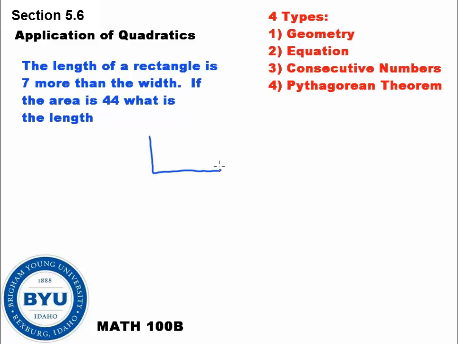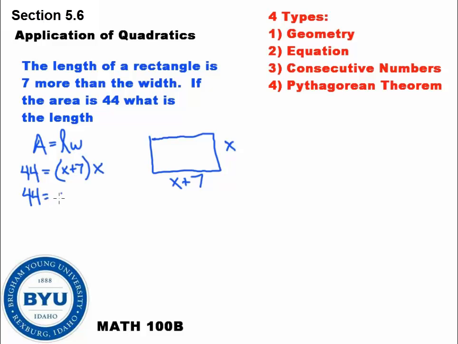So I've got a rectangle here, and we've got a length and a width, and we know that the length is 7 more than the width. Okay, so when I do area equals length times width, they've told us that the area was 44, the length was x plus 7, and the width is x. So I get 44 equals x squared plus 7x. I get this equal to 0, and I'm left with x squared plus 7x minus 44.